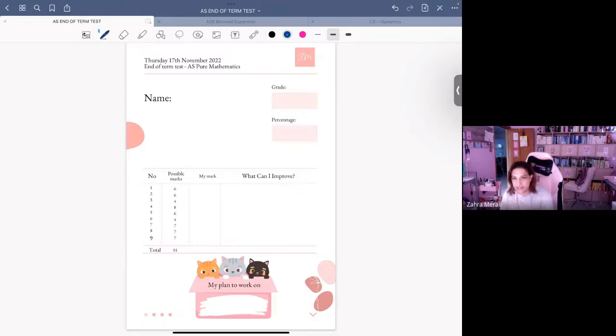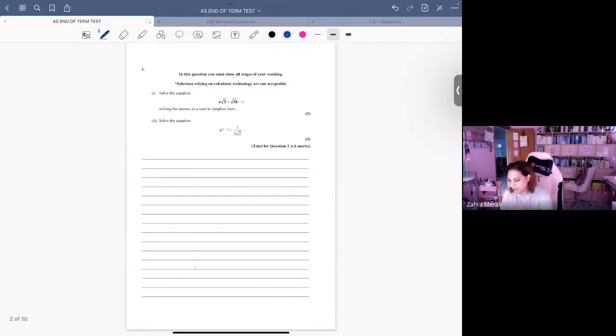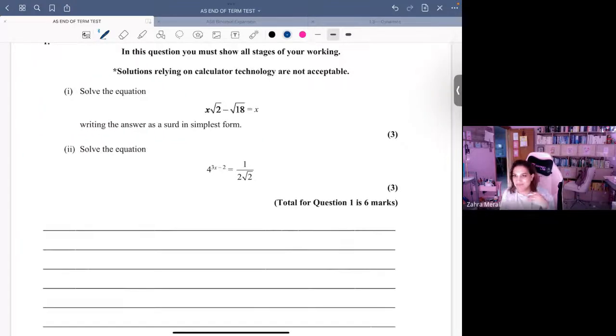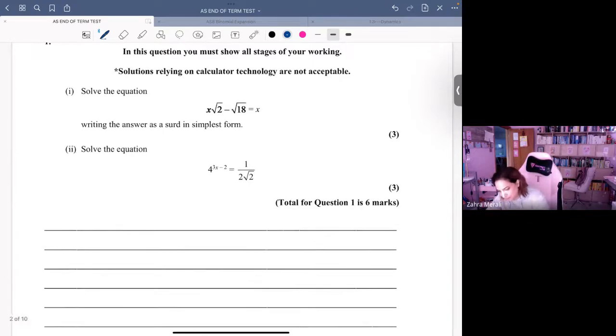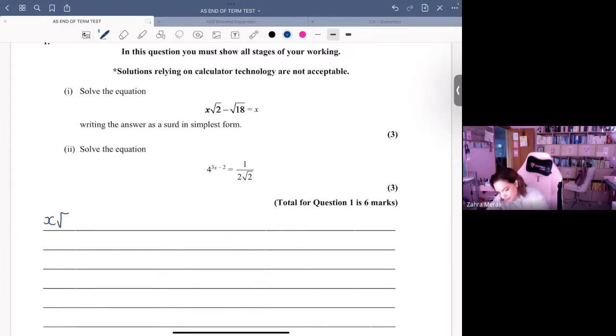Okay, so this is your end of term test, where you had questions on surds, modeling and so on that we needed to go through so you could do your retest, where I know you're all going to do amazing. Okay, so question 1. We've got x root 2 minus root 18.